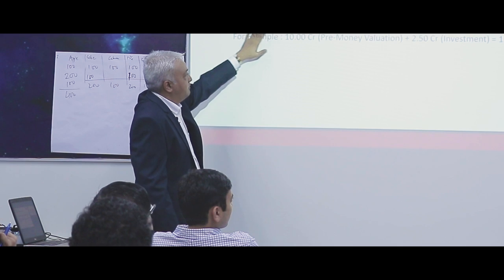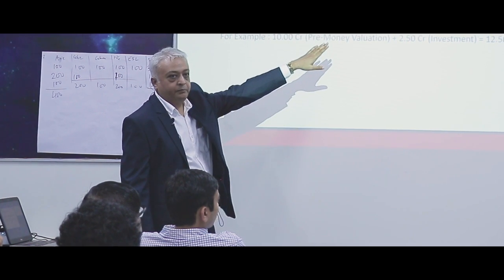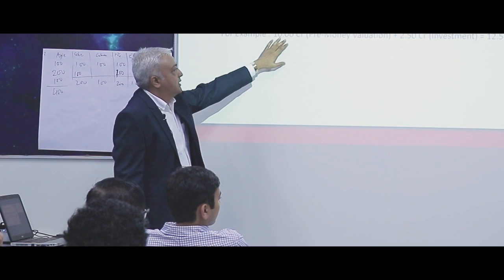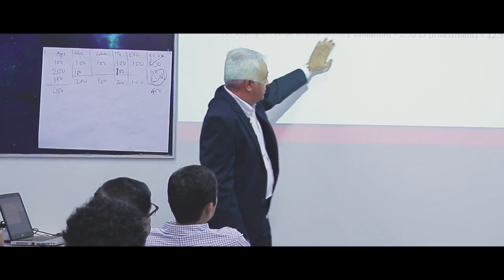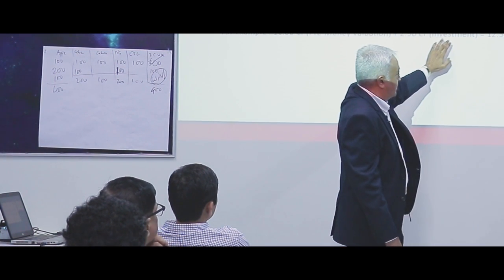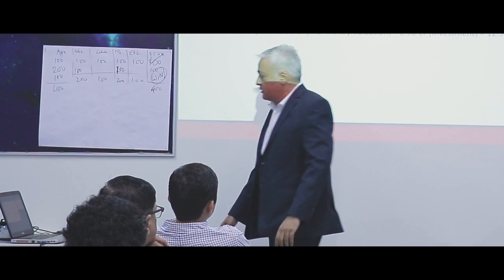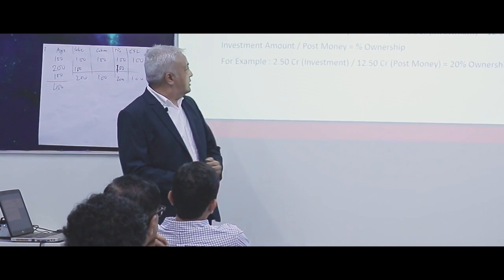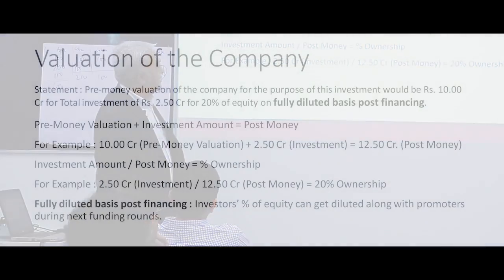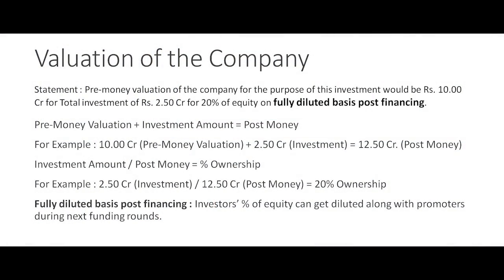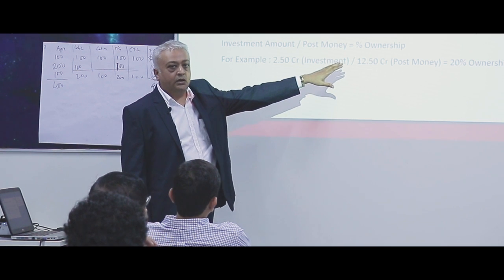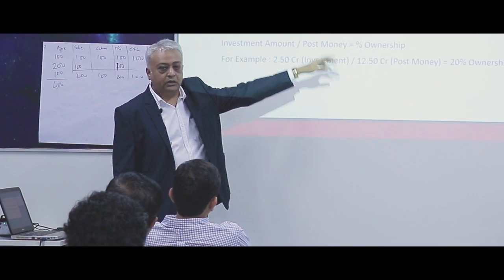Pre-money valuation plus investment amount is equal to post-money valuation. Very simple formula. The pre-money valuation given to you was 10 crores plus 2.5 crores the investor is investing. That's where you get 12.5 crores post-money. Investment amount divided by post-money is equal to ownership. So that's where you are giving away 20% ownership of your company to the investors.